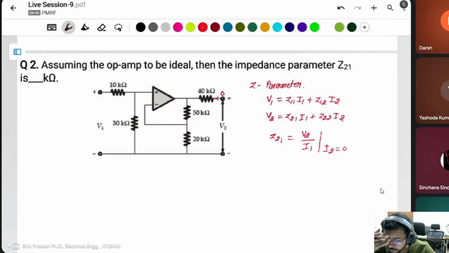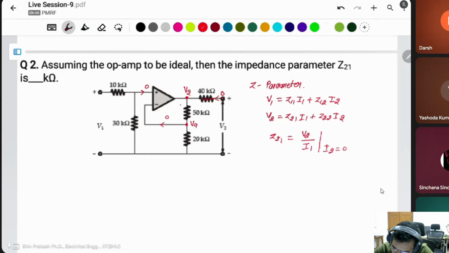Okay, you have to find the current I1 and output voltage V2. How can you find it? Simply apply the same KCL and KVL. You know about the ideal case, it means this current will be 0. Suppose I take this as VA. V2 is here. It means this current is 0, there is no voltage drop here, so V2 is here, the same voltage.